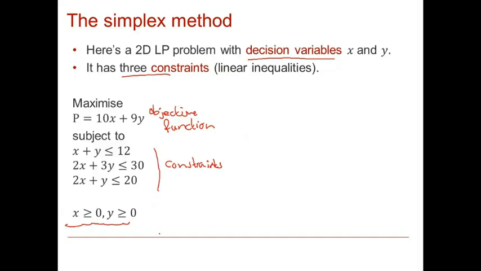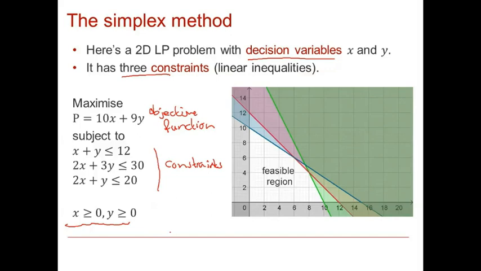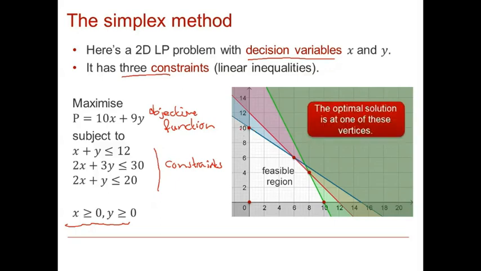So once we have our constraints, we need to draw the equations to find the feasible region for this problem. And as we can see here, we've got the feasible region enclosed by our constraints, and we've got 5 vertices. So these vertices are where the equations cross, and the optimal solution is one of these vertices.